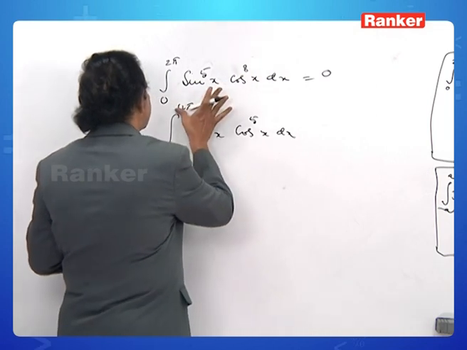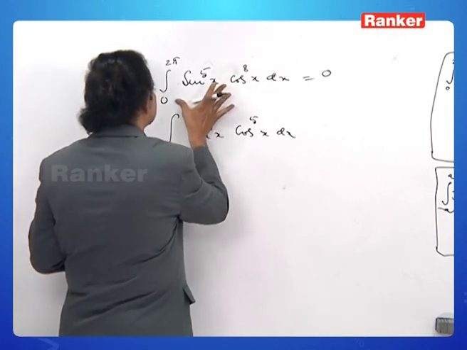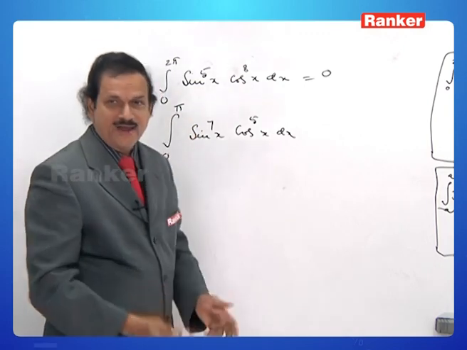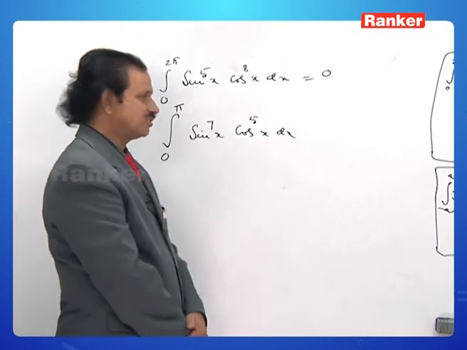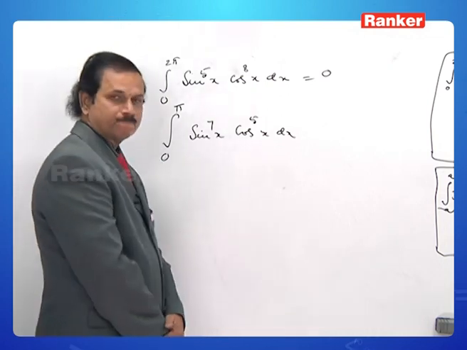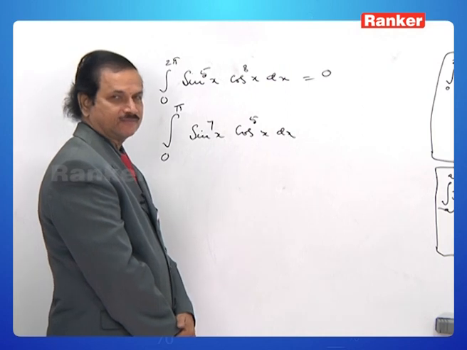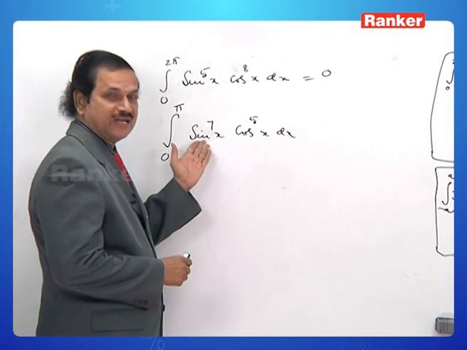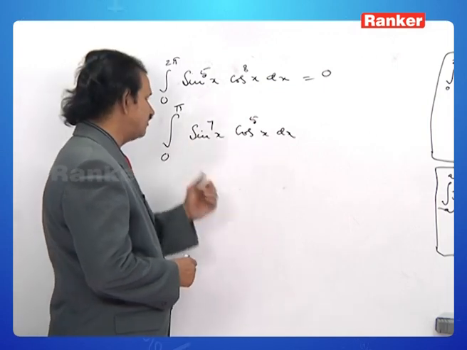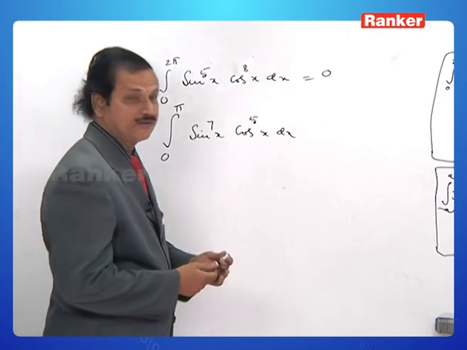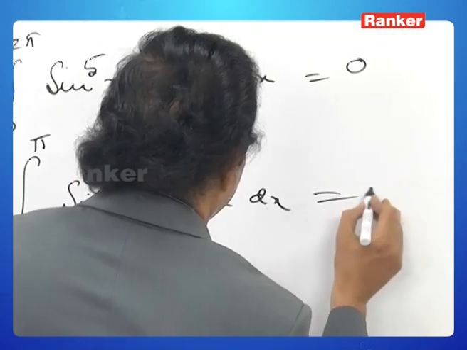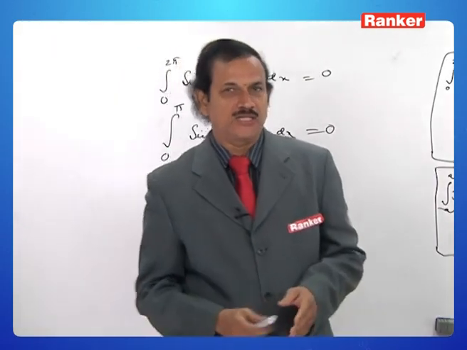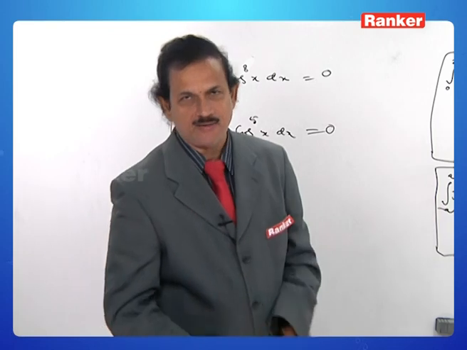Well, I change the limits like this. Now tell me, what happens in this case? Sine of pi minus x is sine x, power 7, positive, but cos of pi minus x is minus cos x, so it changes sign. Again the answer is 0. Like this, you may have to test the given function in the form of the integrand, making use of those formulae.